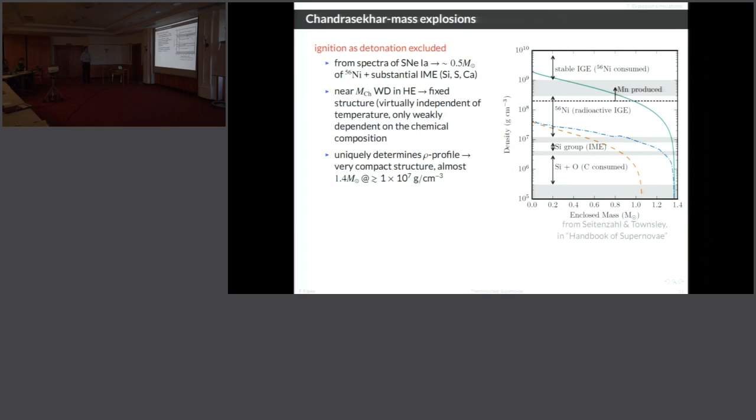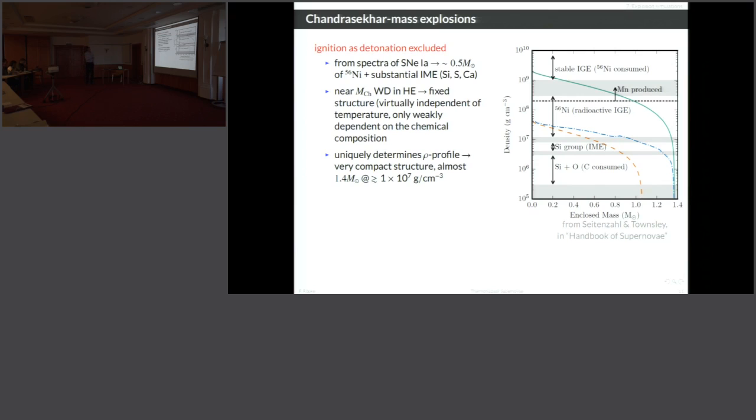for a Chandrasekhar mass, and what one gets is a very compact structure, and this is illustrated here on the right-hand side plot made by Ivo Seitenzahl and Dean Townsley. Here what you see is the density of the material as a function of the enclosed mass inside the white dwarf, and the green line here, that's a Chandrasekhar mass white dwarf at hydrostatic equilibrium, and you see that the largest fraction of the mass of this configuration is above a density of 10^7 grams per cubic centimeter. So we have almost all the mass above 10^7 grams per cc.